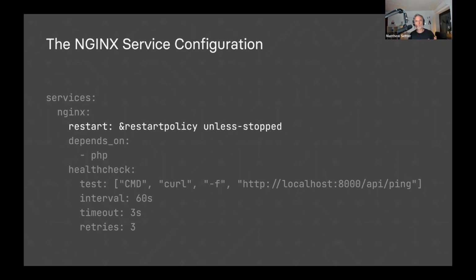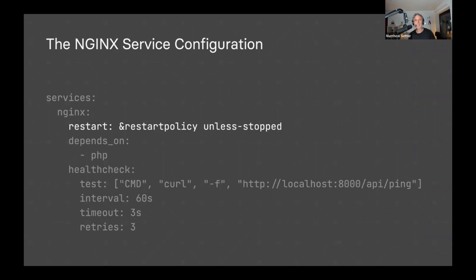Next, it sets the restart directive to unless stopped. By doing this, Docker Compose will restart the container if it should crash or stop for some reason other than when running Docker Compose down. Now, one thing is worth bearing in mind here in this highlighted line, and that's the ampersand restart policy between restart and unless stopped. Now, this isn't Docker or Docker Compose specific.